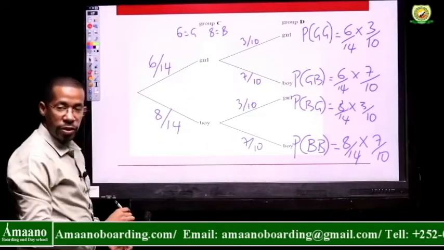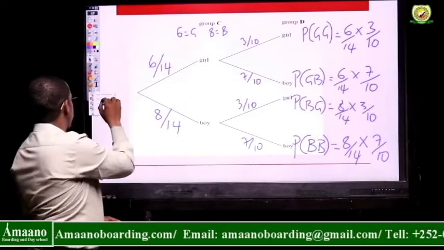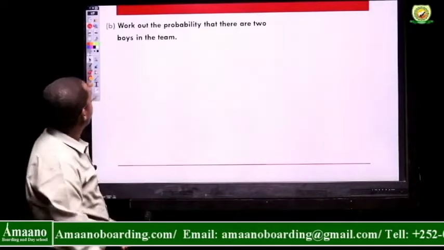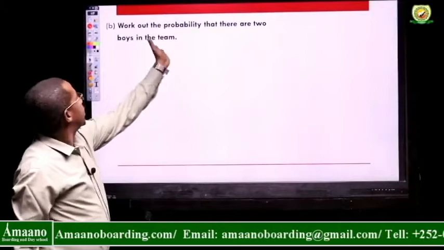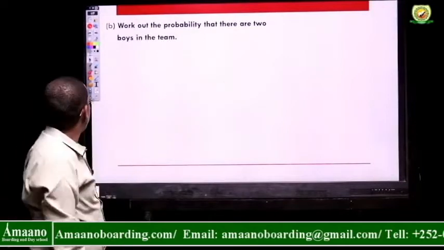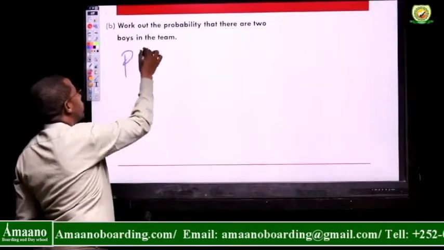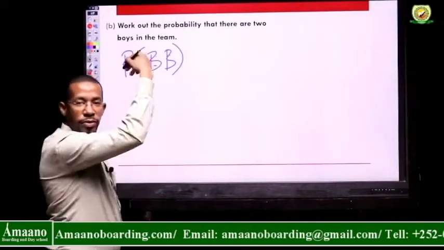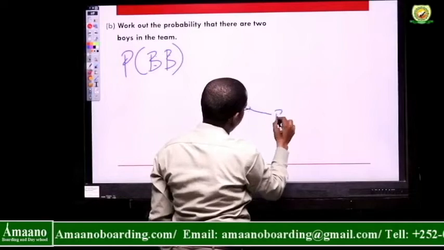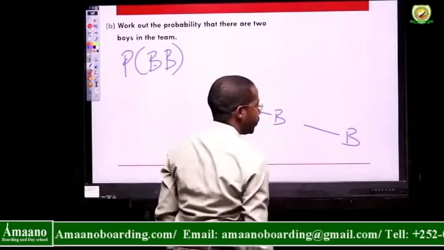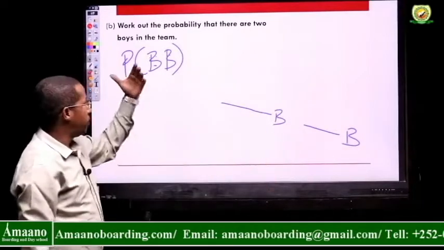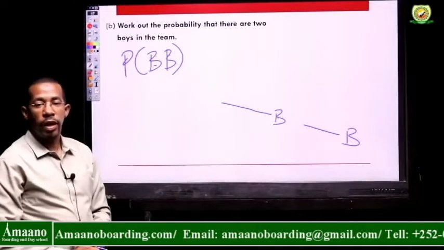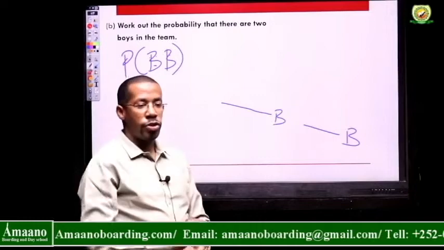Now let us see what the question needs from us. Before we do that, we'll need to work out the probability that there are 2 boys in the team. You see? To get the probability of 2 boys, you go back to the probability tree diagram, you see where you have B and B. Multiply those 2 and the problem is sorted. So this brings us to the end of our lesson, and see you next time.